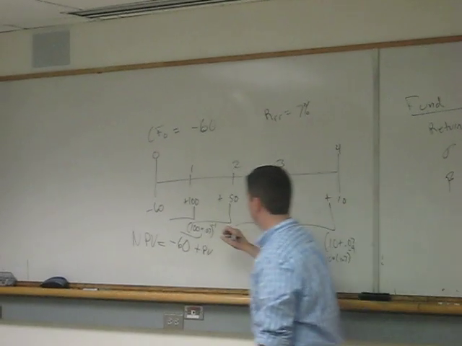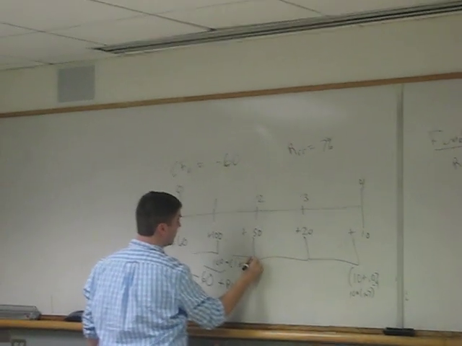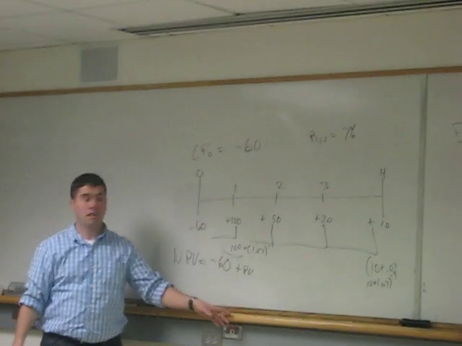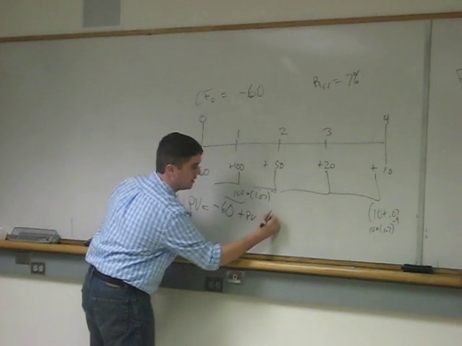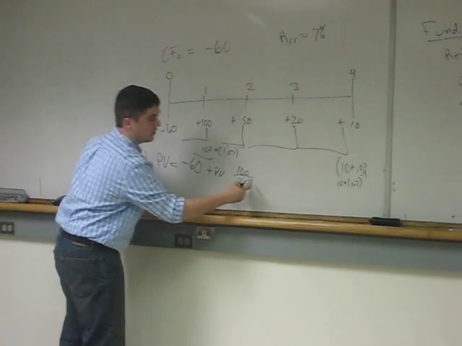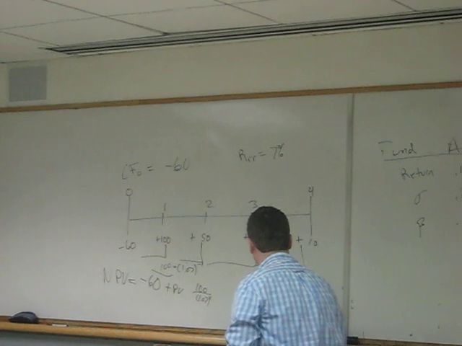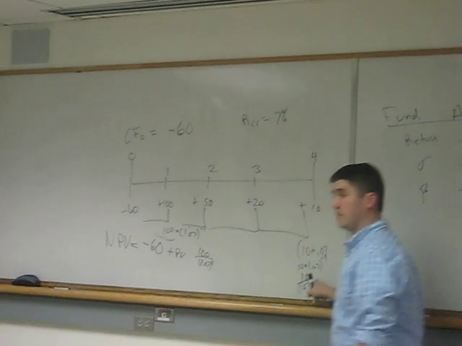And that should have been, sorry, 100 times 1.07 to the negative 1. Or, this is the same thing as saying 100 divided by 1.07 raised to 1. This is the same thing as saying 10 divided by 1.07 raised to 4. Is everybody cool with that?